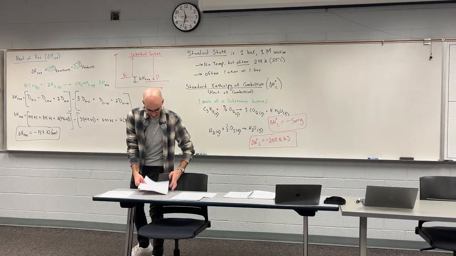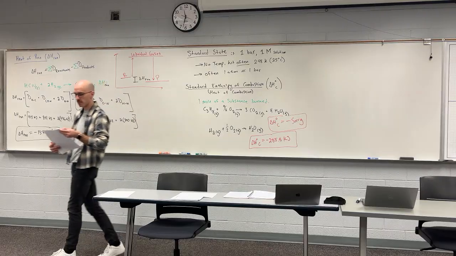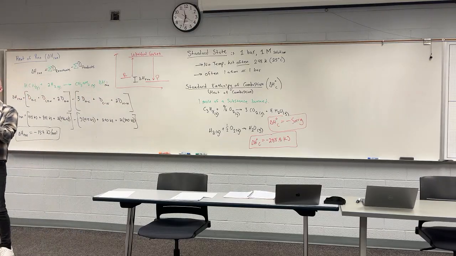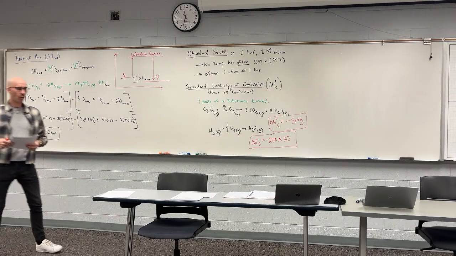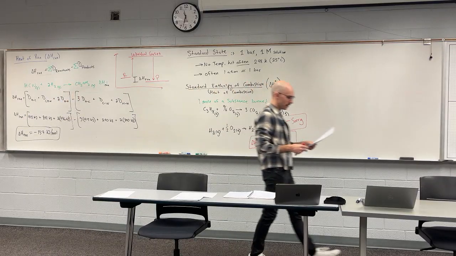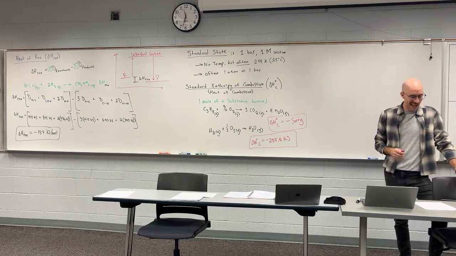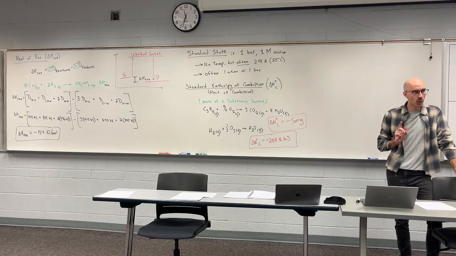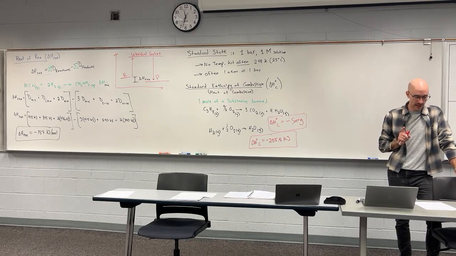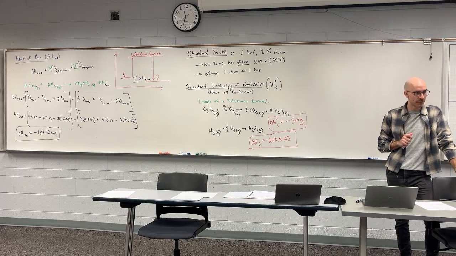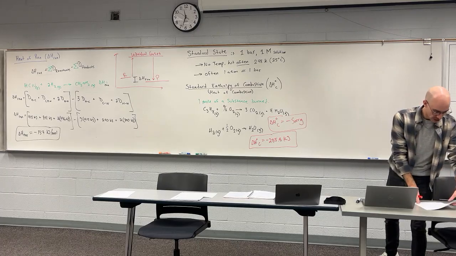Problem number 5 here says, if the heat of combustion for acetylene gas, that's a common gas when you're welding or soldering, releases 1,299 kilojoules per mole, how much energy will be released when 1.5 liters of acetylene is burned at 1 atmosphere and 22 degrees C? This is not just an enthalpy question. This is a stoichiometry question. Let's go through this one together.